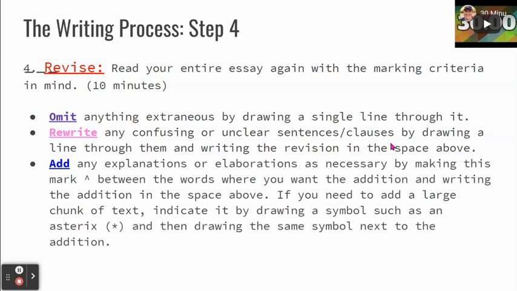Now, if you've got to add in any extra points or elaborations, or you missed an extra sentence, just put this little caret symbol between the words where you want to add in some writing or a sentence. This is why it's important that you write on every second line, okay? And then write what you want above that. If you need to add like 4 sentences, then put that little caret symbol in and an asterisk here. And then on a blank page at the end of your essay, draw this same symbol, this asterisk here, next to what you want to insert into that section of your essay.